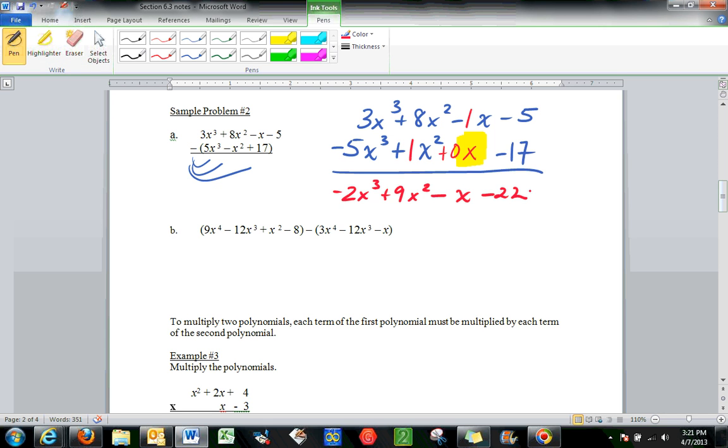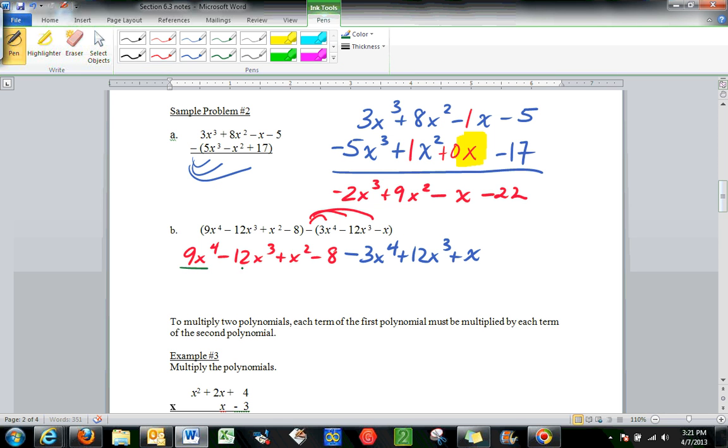And of course, the second one, we're going to be required to distribute the negative first. So I'm going to be left with 9x fourth minus 12x third plus x squared minus 8. Notice I just took everything out of the parentheses in the first term. But in the second term, I actually had to distribute that negative, so I have negative 3x to the fourth, a positive 12x to the third, and a positive x. Now all I need to do is combine like terms.